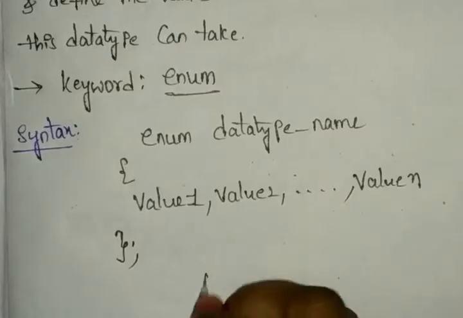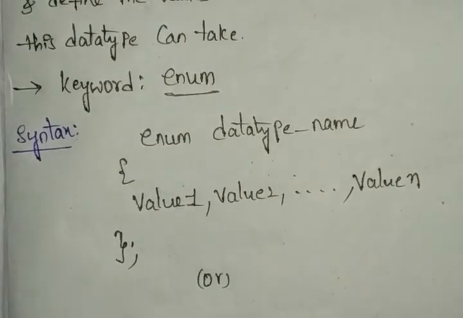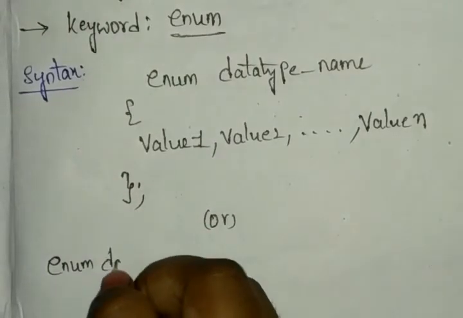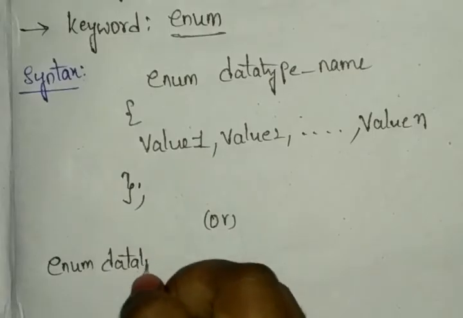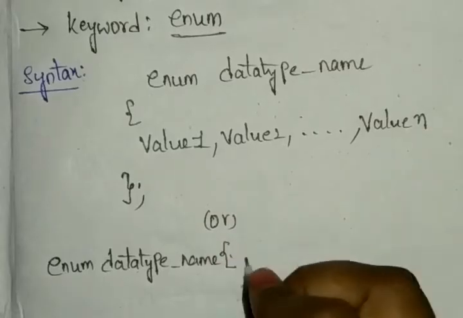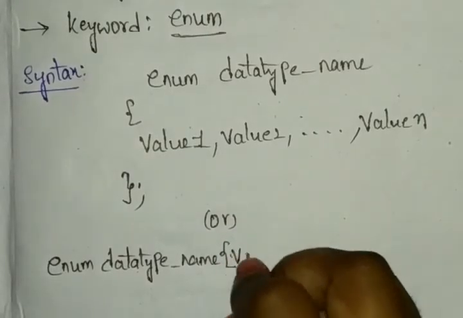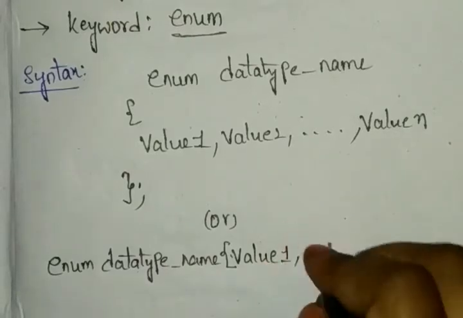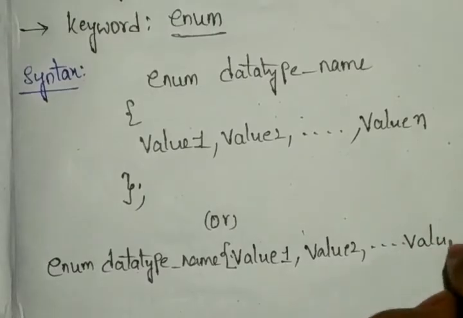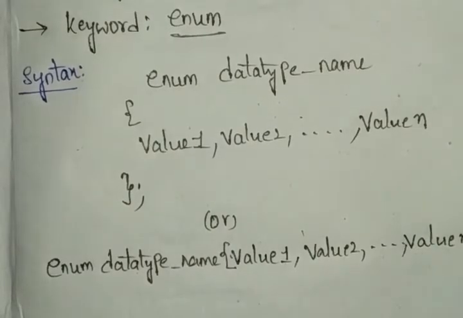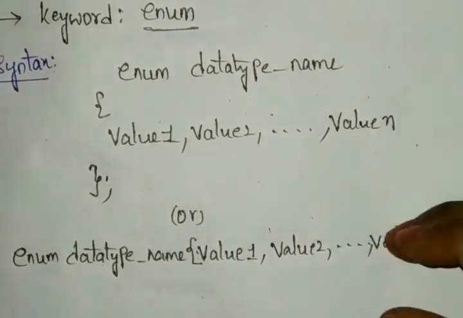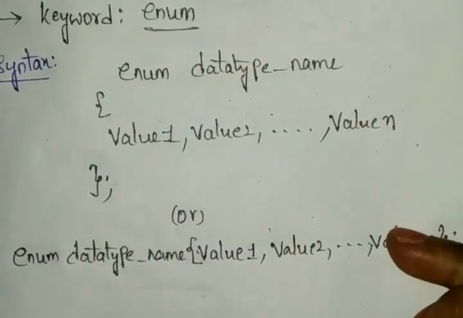You can write this in the form of enum data type name, or else you can write it with a tag name, which is also possible. Once you open the brace, here you can write value 1, value 2, and up to so on value n. Like this also you can define our enumerated data type.